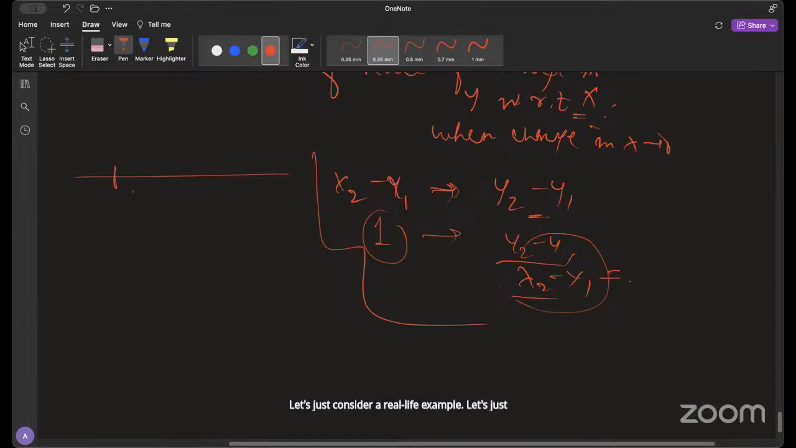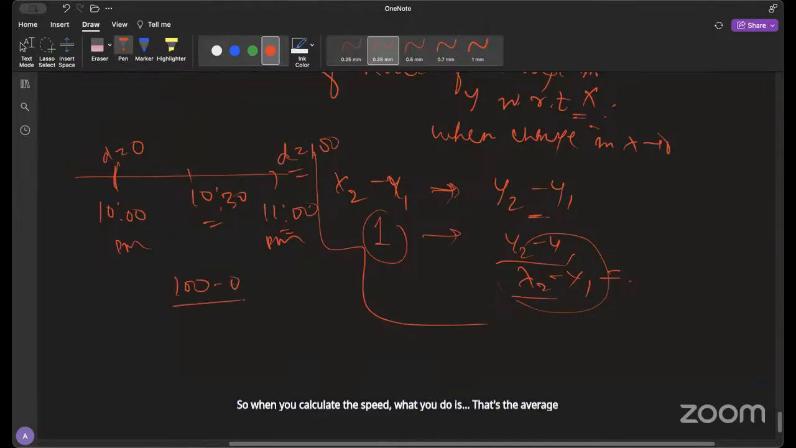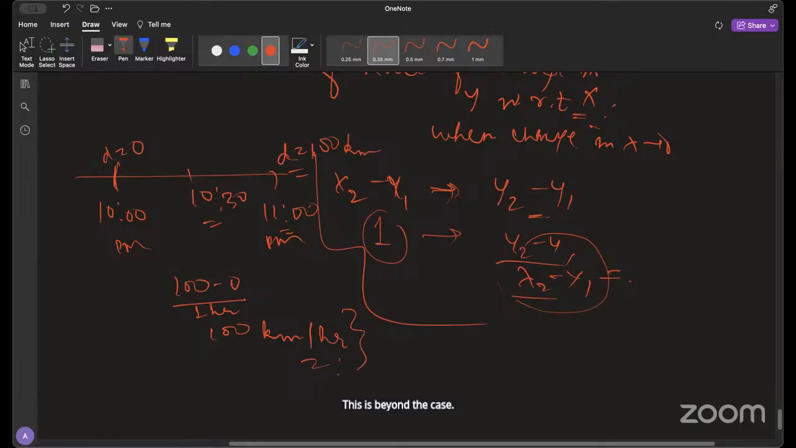Let's just consider a real life example. Let's just say that you have this time interval at 10 p.m. and 11 p.m. And then you have 10:30 somewhere in between. And let's just say the distance here is 0 and the distance here is say 100. So when you calculate the speed, that's the average speed, right? So it's basically 100 by 1 hour. So it's 100 kilometers per hour. This is kilometers. But this is the average speed, right?